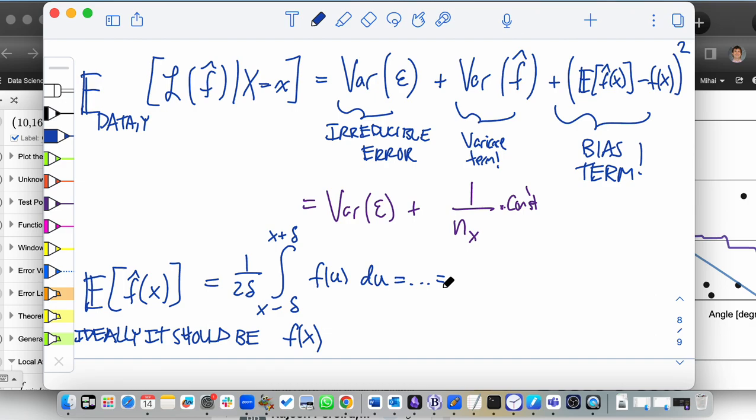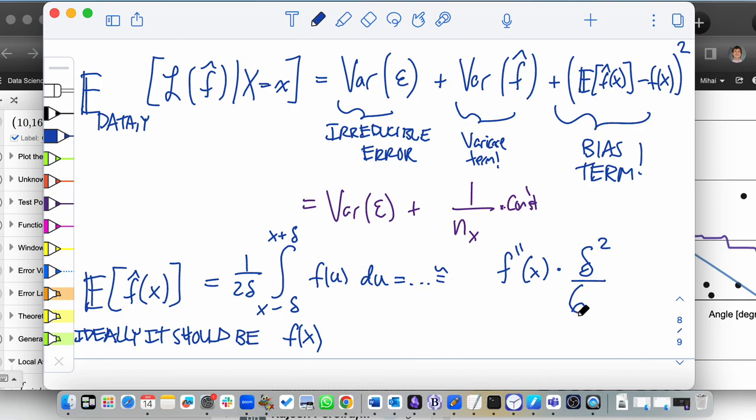You can show that this is approximately, by using a Taylor series, the second derivative of f of x times delta squared. Okay, it comes out with delta squared over 6. So the bigger you make delta, the bigger the difference between f and this integral is. If you have a very big window, you're including parts of the function that are very far from f. And it's proportional to the second derivative at the point.